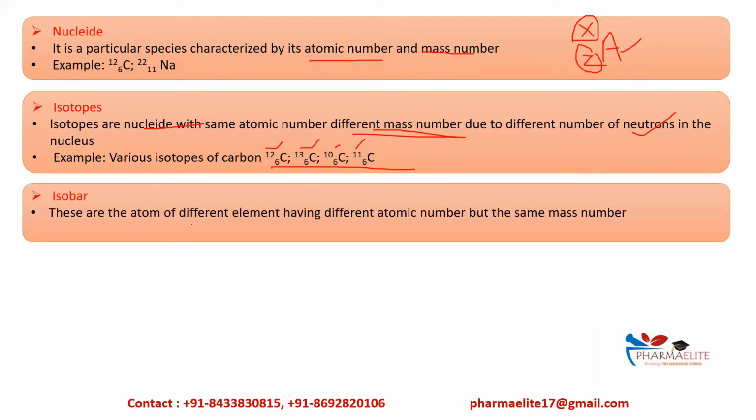Then we have isobars. This is completely opposite. These are atoms of different elements having different atomic numbers but the same mass number. You can see over here, carbon has atomic number 6 and nitrogen has atomic number 7. So the atomic number is differing, but the mass number is the same, that is 14. Those elements are called isobars.